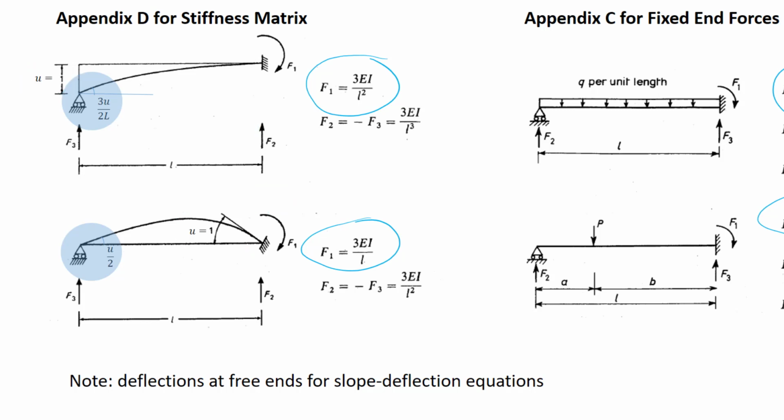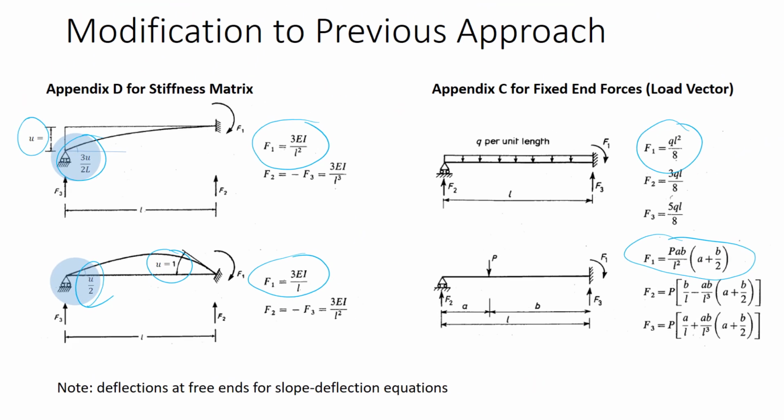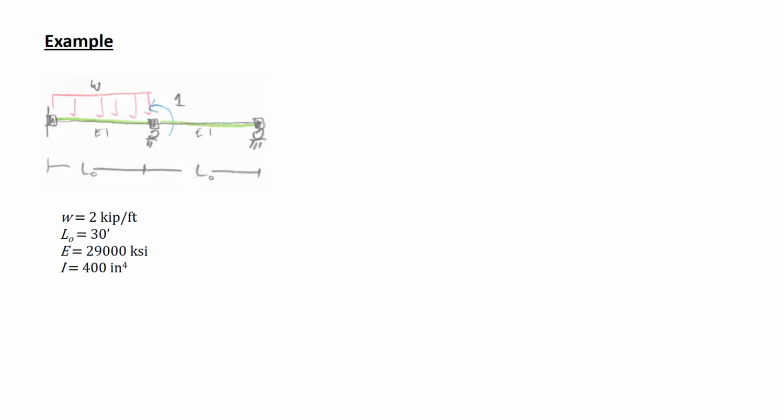In either case, if we know the value of u, we then know the value of the rotation as 3u over 2L. That's for the relative displacement. For the rotation of the node, if we know the value of u, we know the rotation at the other end is 1/2 of that rotation. Let's apply this concept in an example.